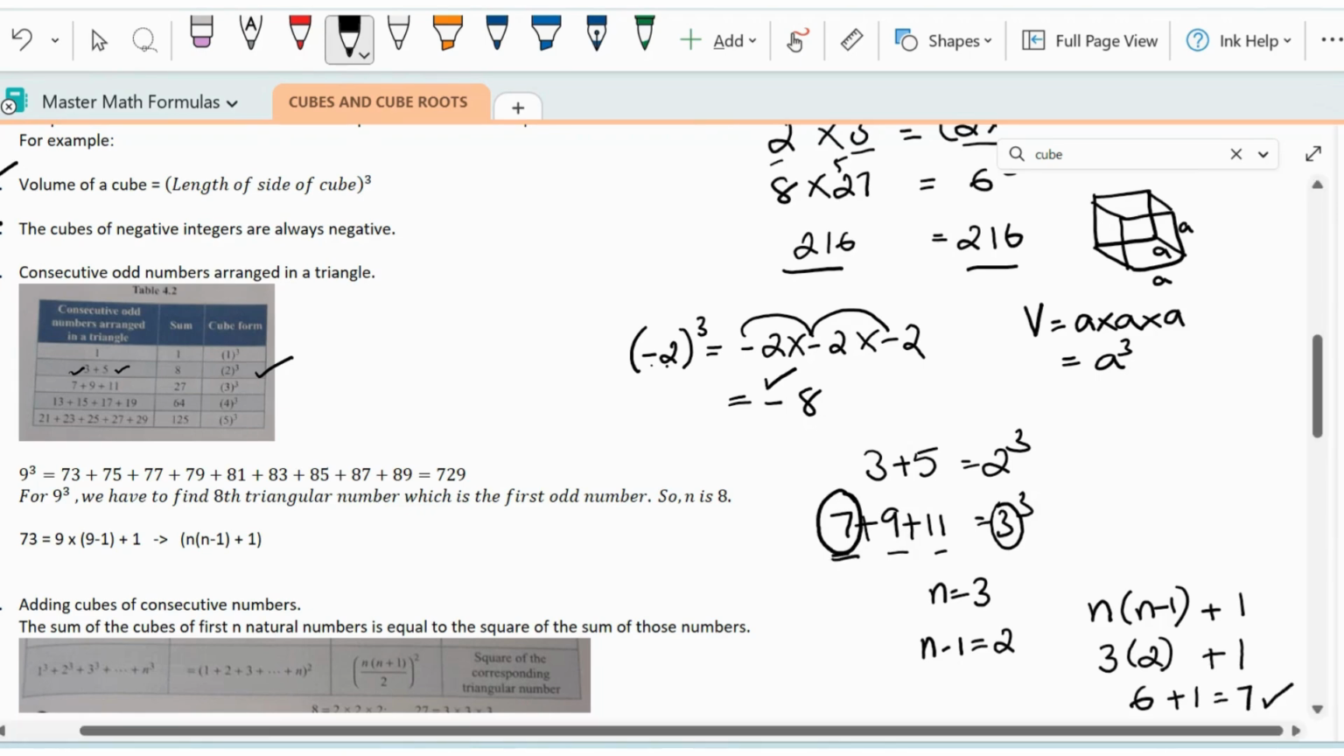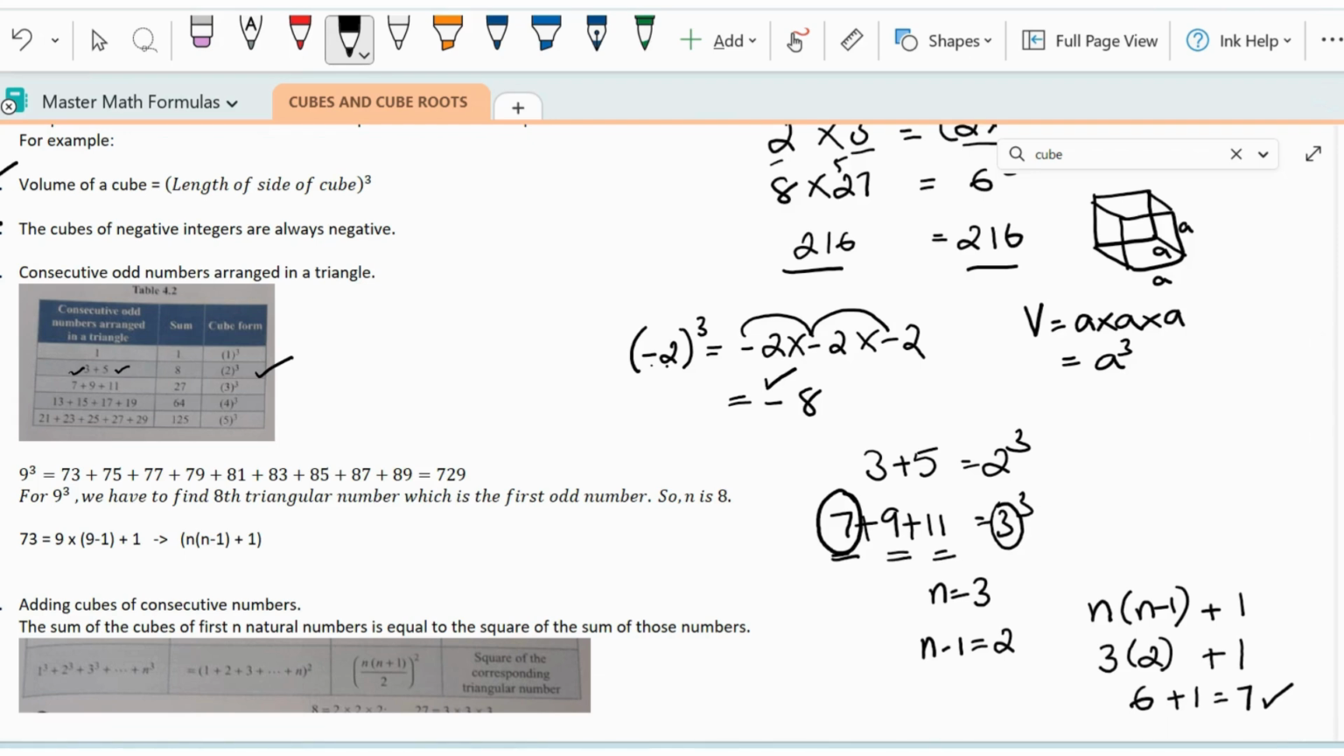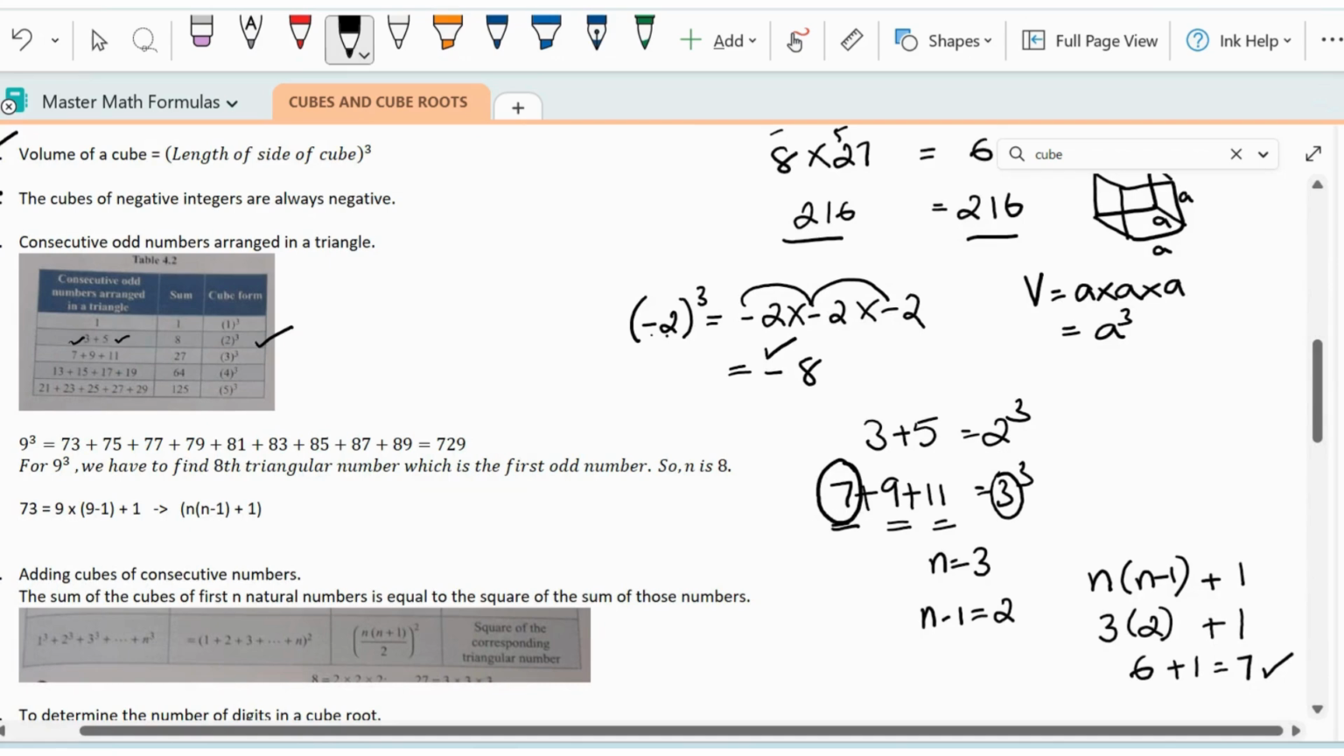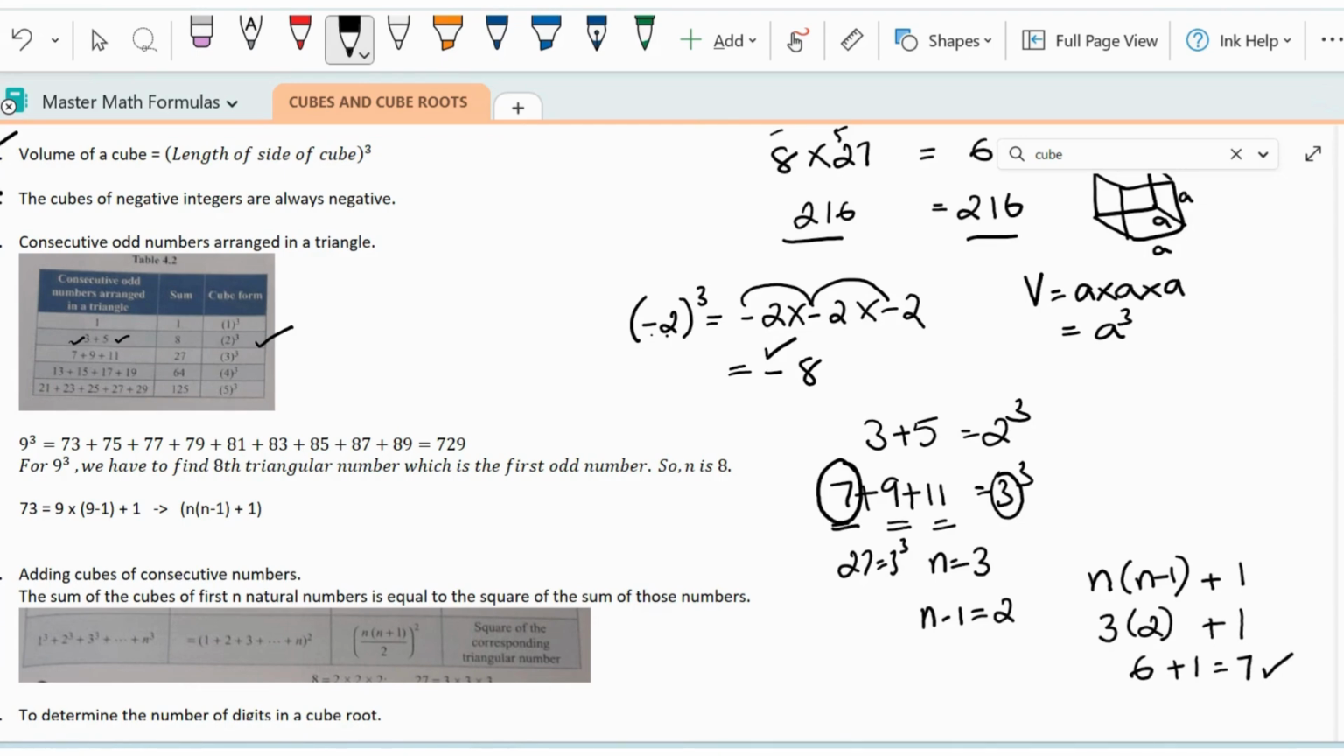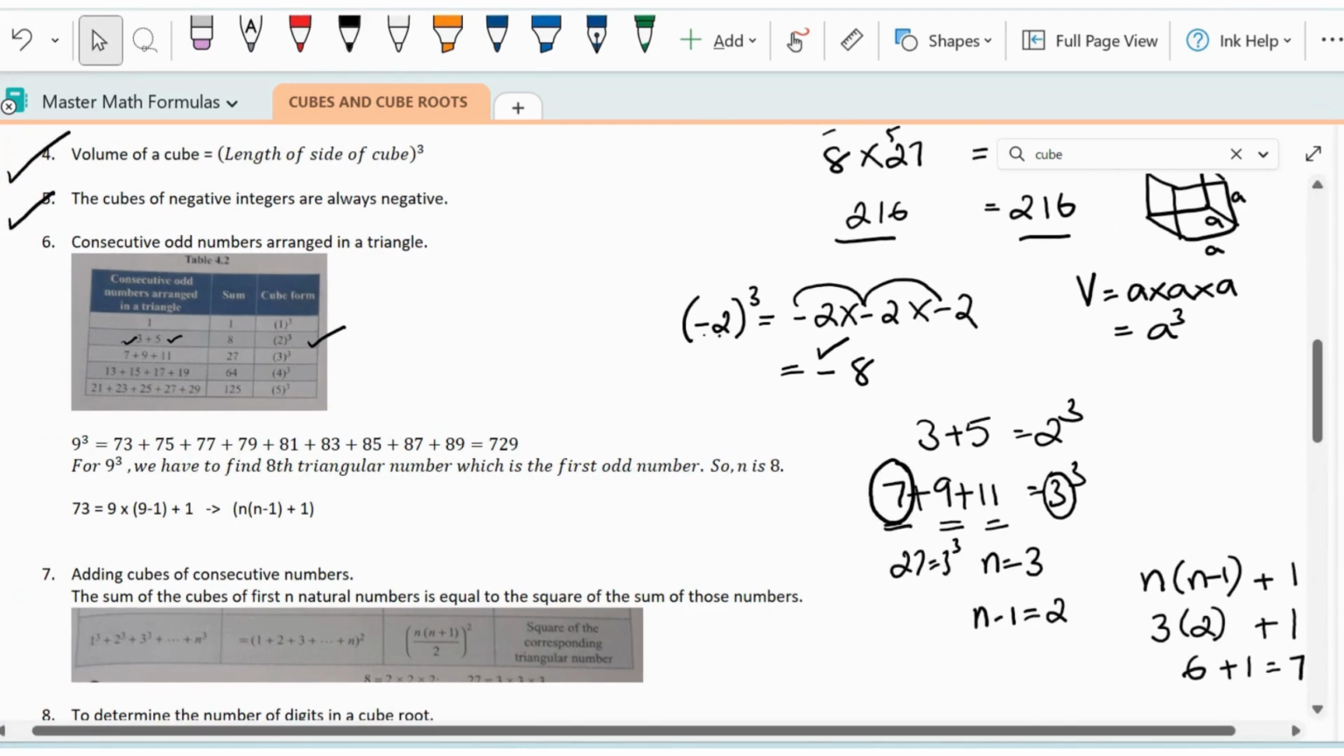So you start with 7, go on with the next 2 odd numbers. That would give you the cube of 3. That is 11 plus 9 is 20 plus 7 is 27, which is equal to 3 cube. I hope it's clear. The same thing I have done with 9 cube.